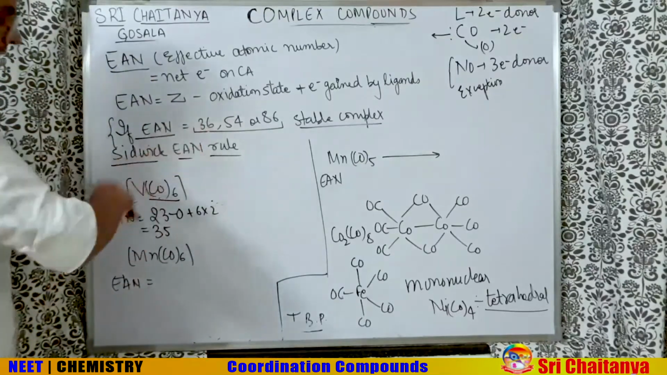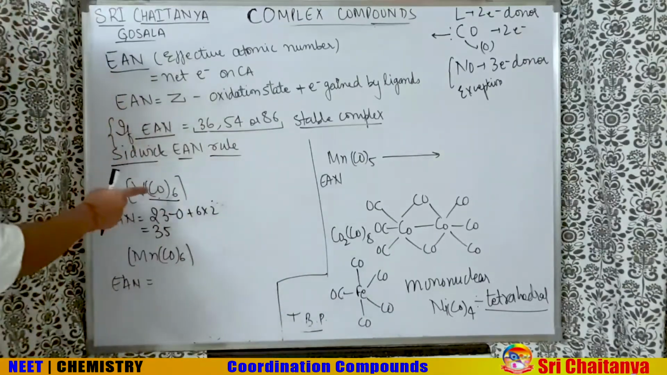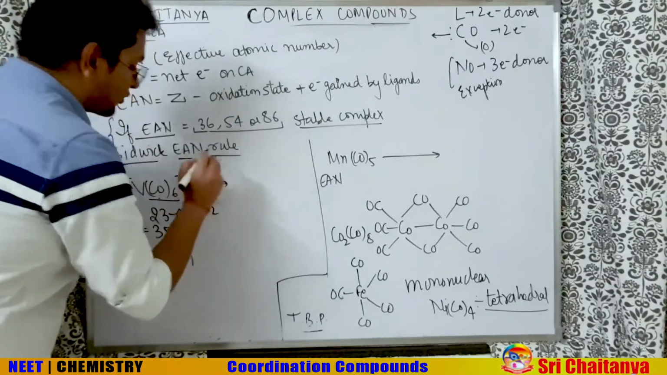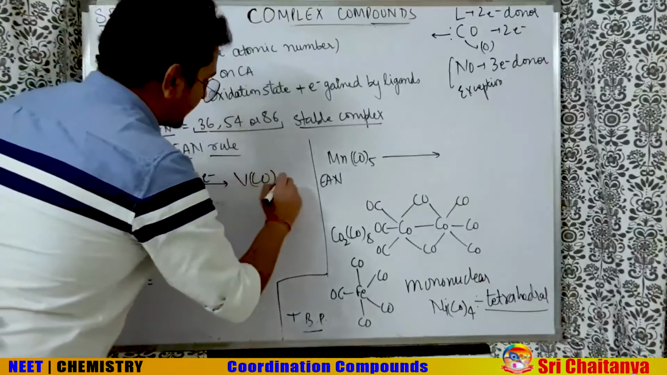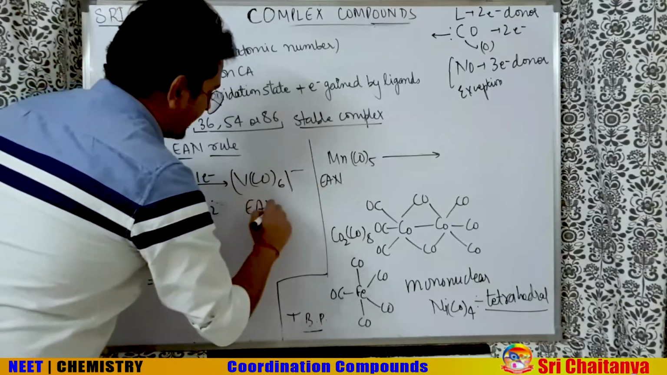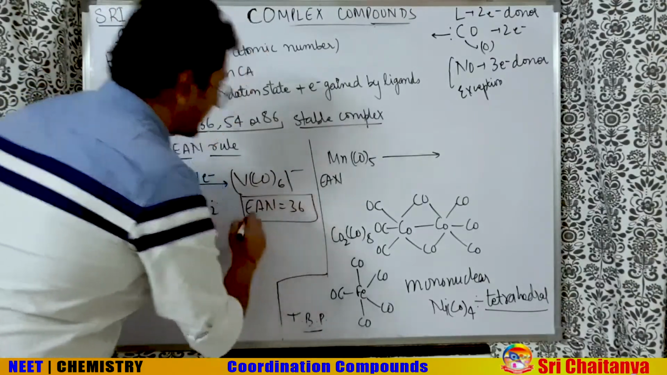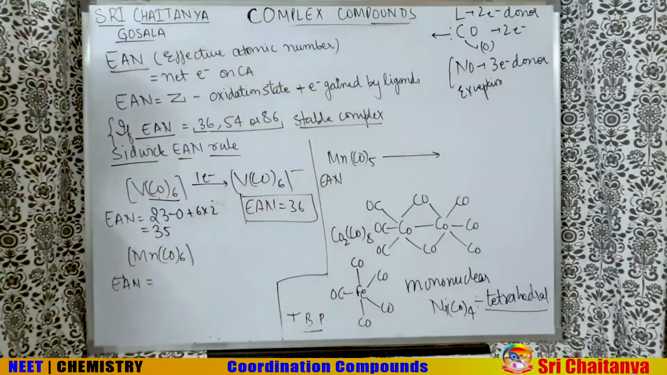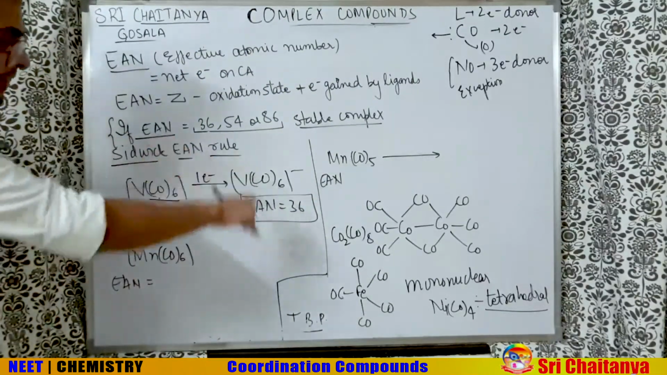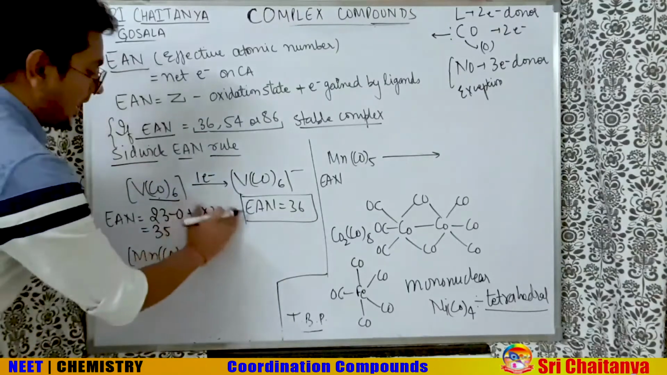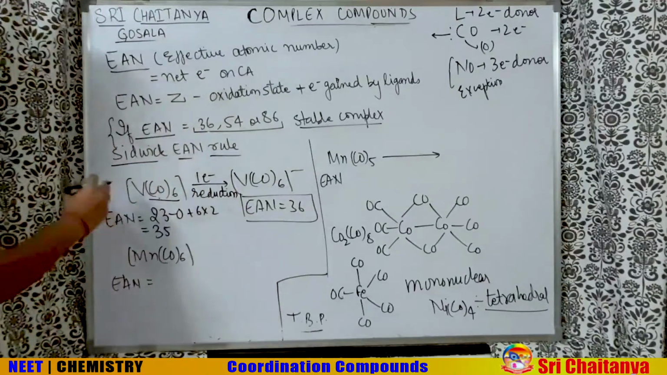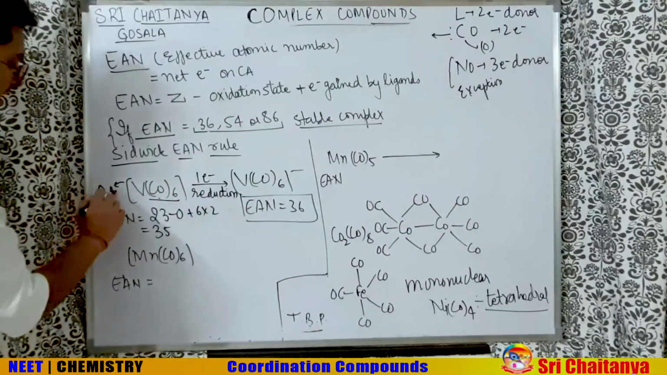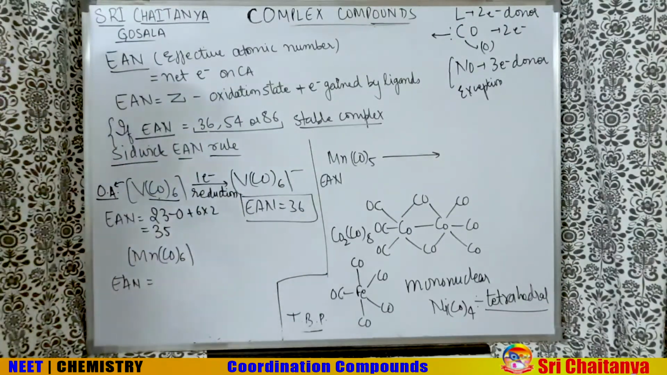Now, is this 36? Obviously not. So this complex tries to gain 1 electron to become V(CO)6 minus, so that it can get the EAN of 36, which is a stable EAN. So we can understand V(CO)6 happily becomes V(CO)6 minus. It is happily getting reduced. It's a reduction reaction, and the species getting reduced is known as the oxidizing agent. So V(CO)6 can act like an oxidizing agent here.